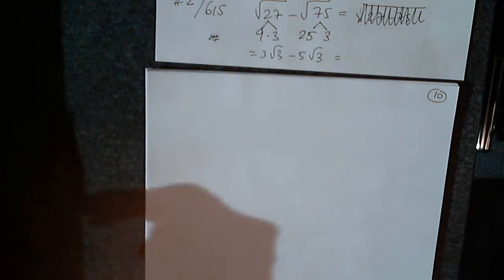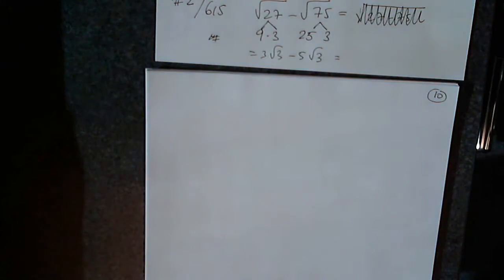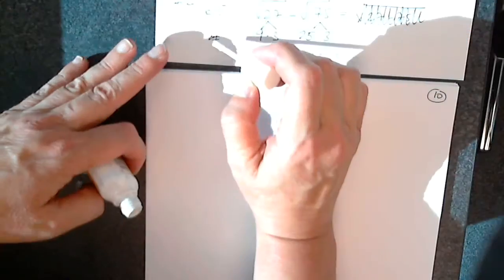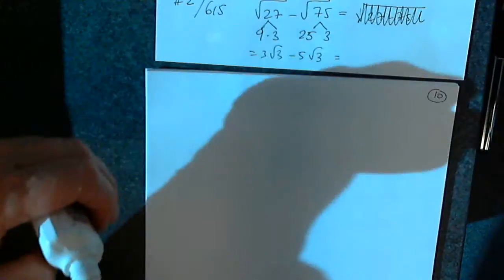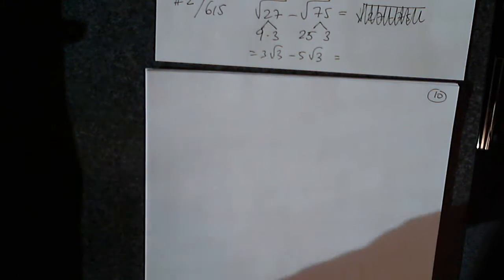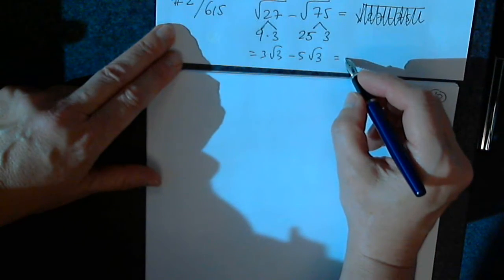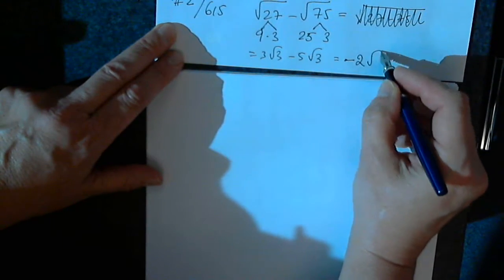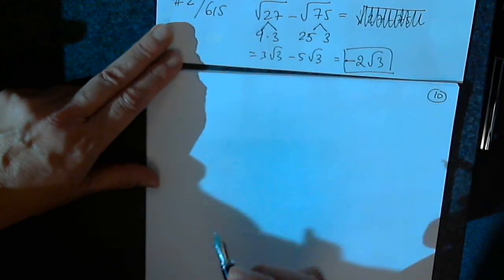Here's what I say now in my head. 3 apples minus 5 apples, because they are like radicals. So 3 apples minus 5 apples is -2, the square root of 3.